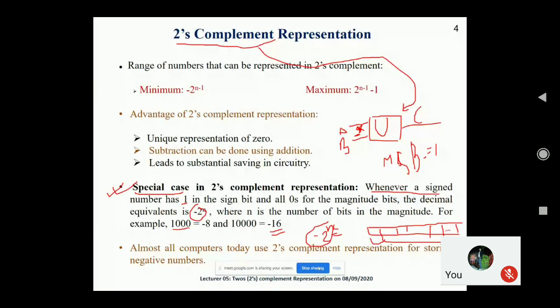Remember one thing: almost all computers today use 2's complement for storing negative numbers, because it is very efficient for storing them. So these days we use 2's complement for storing negative numbers.